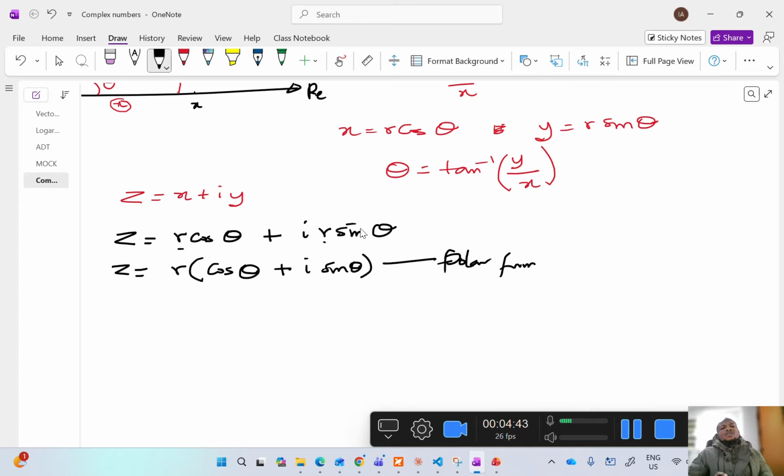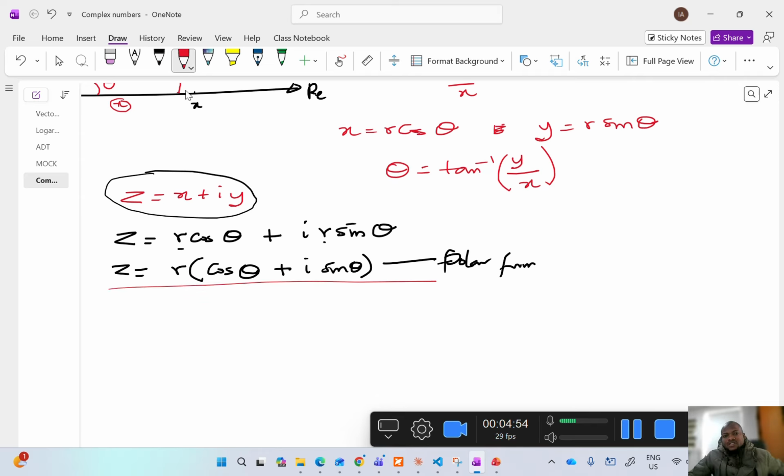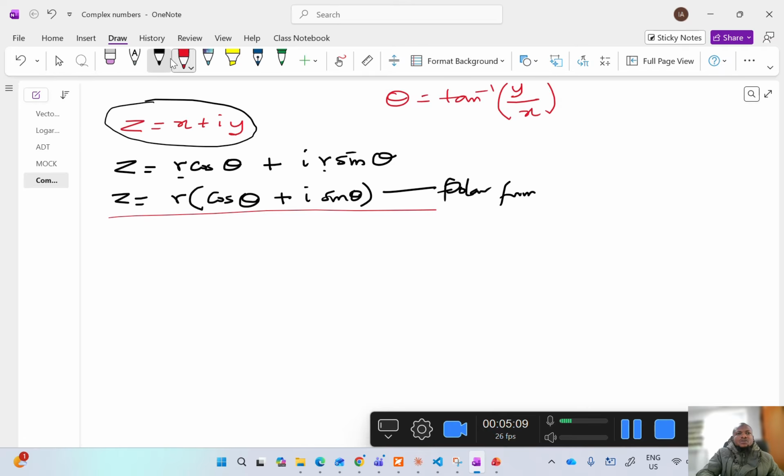One thing that is very funny is that everything we did earlier in the rectangular form can also be done with the polar form. The addition, the subtraction, the multiplication, everything can also be done. So let's do them one by one to see how it can be done with the polar form. But before we do that, this angle theta is called the argument of z.